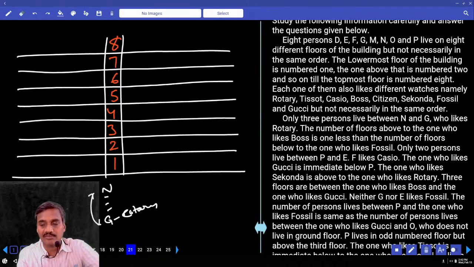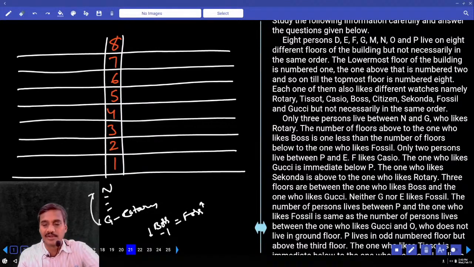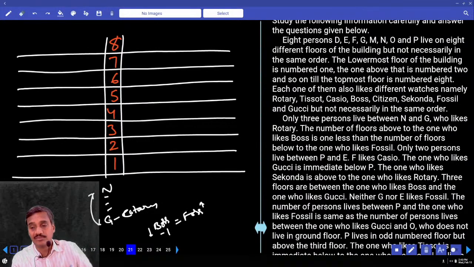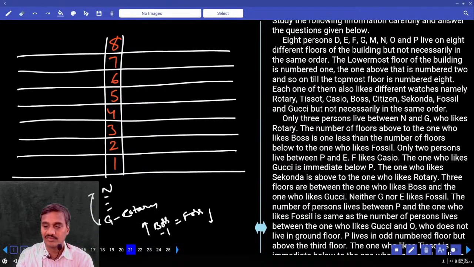Right? Number of floors above to the one who likes boss is 1 less than the floors below to the one who likes fossil. Now boss, number of floors above boss is 1 lesser than number of floors below fossil. Right? Number of floors above to the one who likes boss is 1 lesser than the number of floors below to the one fossil.